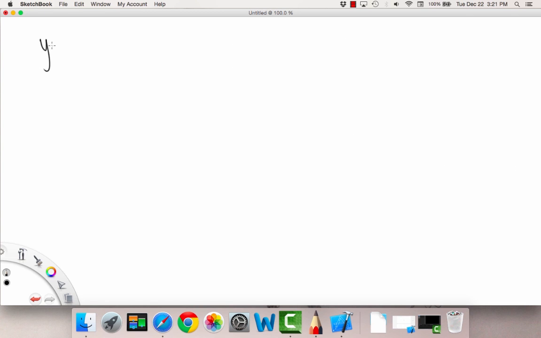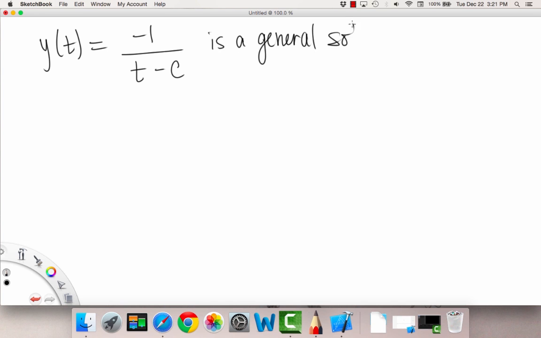Let's say we're given y of t is equal to -1 over t minus c. Let's say that this thing is a general solution. This problem has already been kind of halfway done for us, to the ODE which is given by y prime is equal to y squared. They already did the first half. They found the general solution for us, because we don't know how to find those just yet.